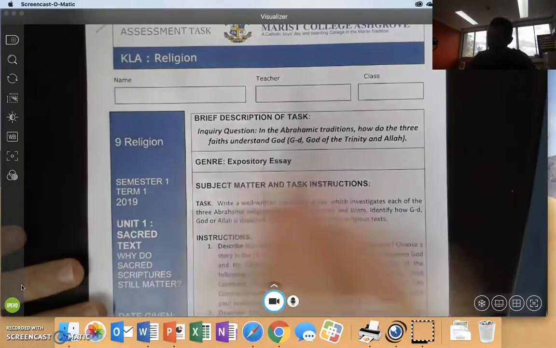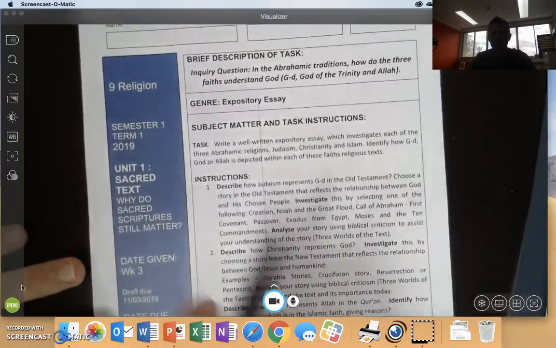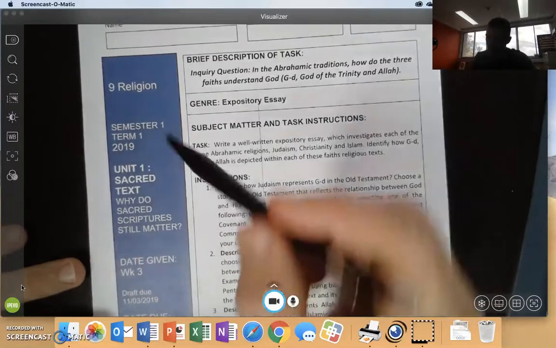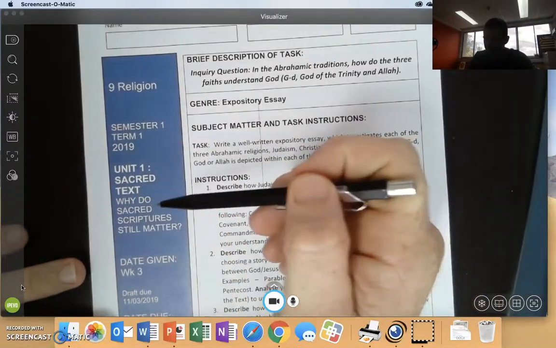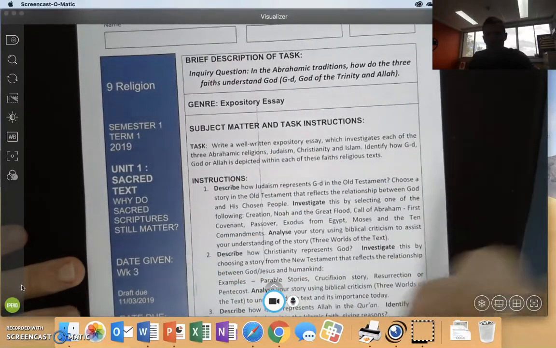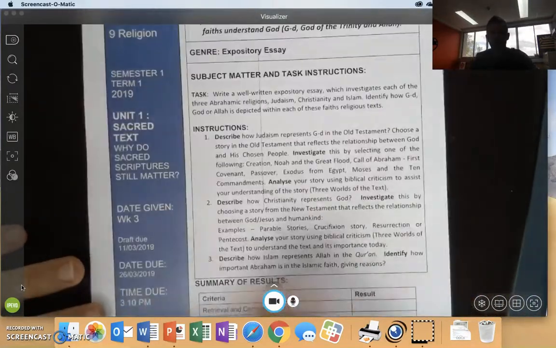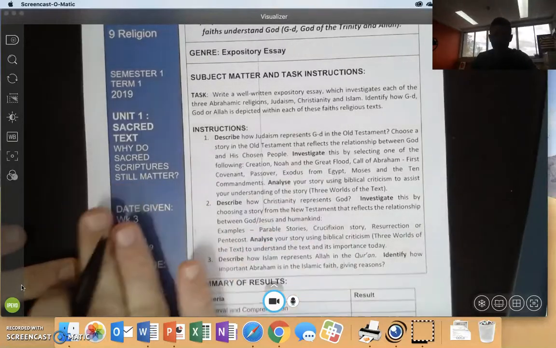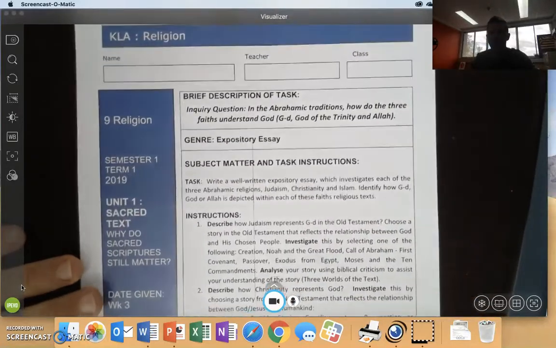First of all, we want to have a look at the information. It's obviously 9RE, Semester 1, Term 1, 2019. Basically the unit is, why do sacred scriptures still matter? Do they matter to us? Do they matter to other cultures? All those kinds of things. The dates information is there, and your teacher will talk to you a bit more specifically about that.